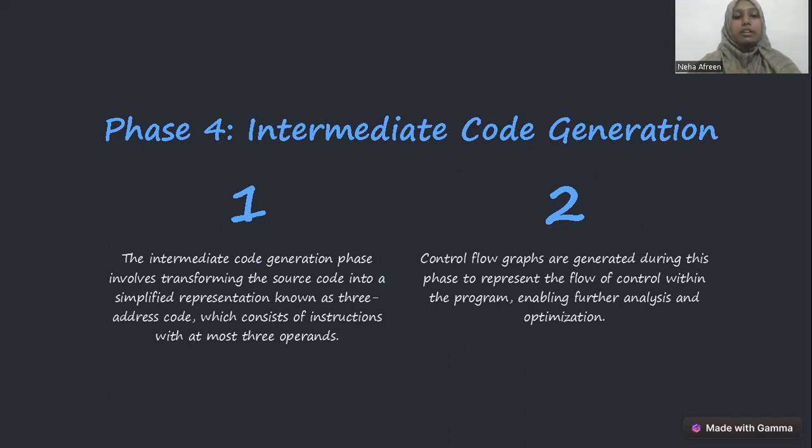It is subdivided into two. The intermediate code generation phase involves transforming the source code into a simplified representation known as three address code, which consists of instructions with at most three operands. Second, the control flow graphs are generated during this phase to represent the flow of control within the program, enabling further analysis and optimization.